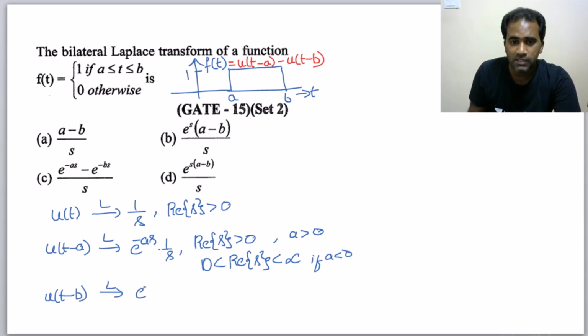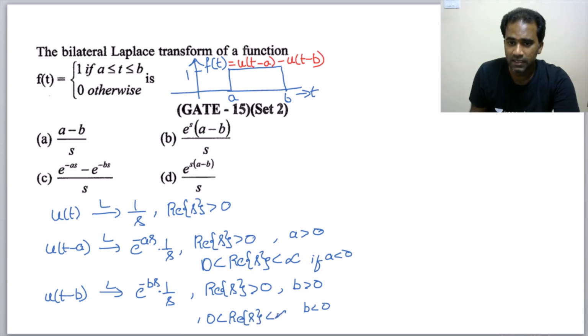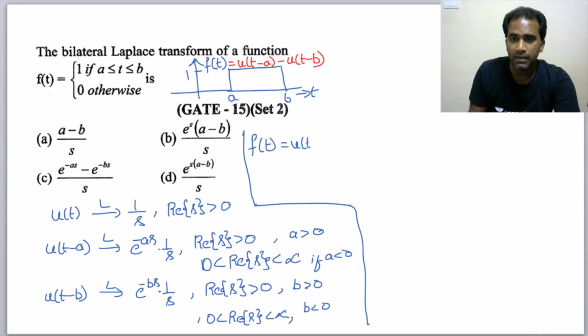The Laplace transform of u of t minus b is e power minus bs into 1 by s. The ROC is, simply speaking, real part of s greater than 0 for b greater than 0. If b is positive, yes, the ROC is exactly the same. But if b is negative, then the ROC will change a little bit, and it becomes 0 less than real part of s less than infinity. Now let us find the ROC for the final Laplace transform of the total signal that is given. So f of t is equal to u of t minus a minus u of t minus b.